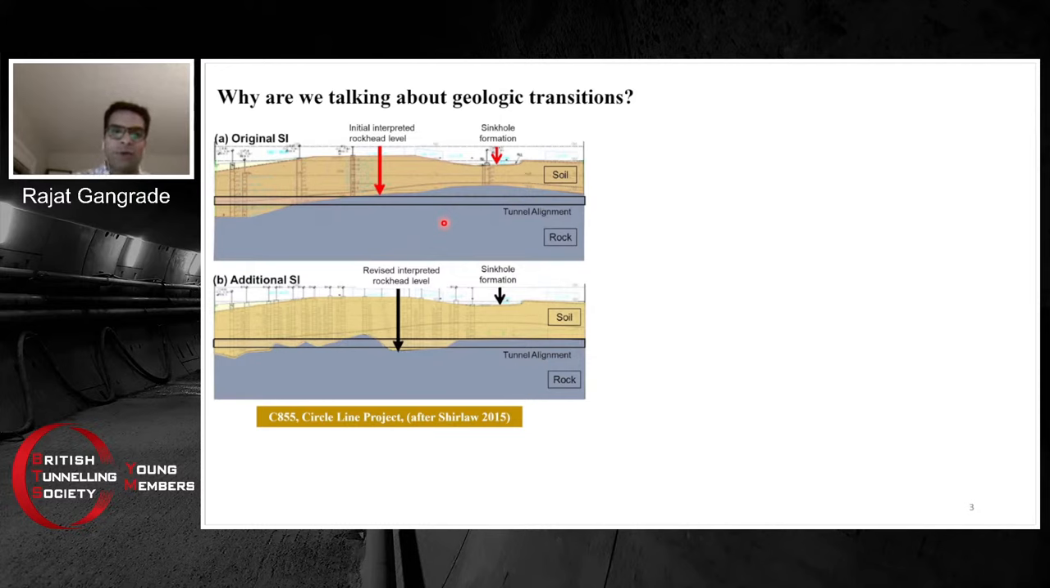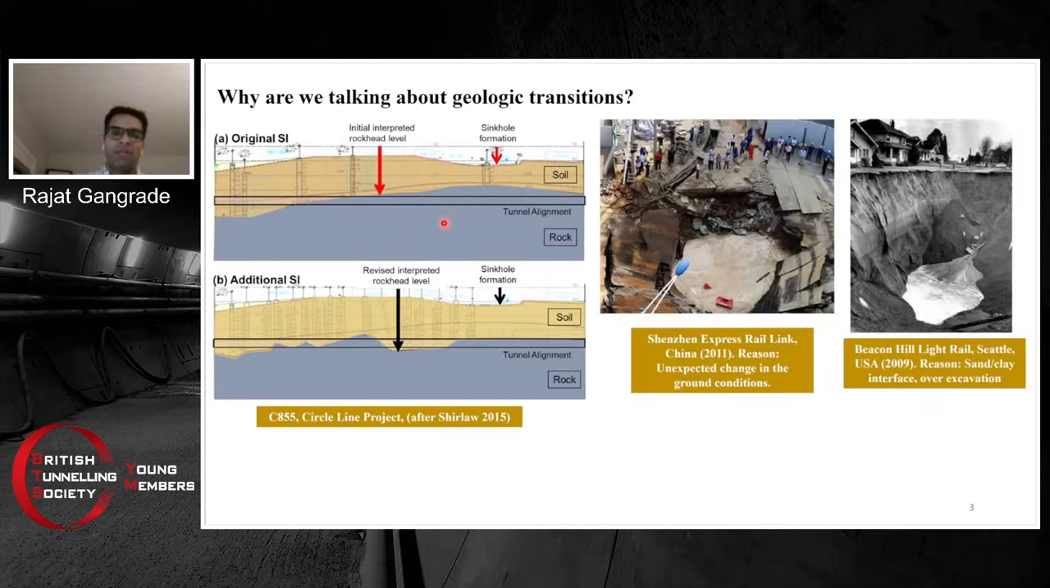So sinkhole formation is one of the biggest issues when it comes to a TBM interacting with two different soil types with different mechanical properties. These are some additional examples. Unexpected change in ground conditions caused a devastating sinkhole in China. And then from the Pacific Northwest, on one of the projects, you can see a massive sinkhole pretty close to the urban environment. And that is why I say the stakes are high. A TBM hit a sandy clay interface and there was over excavation.